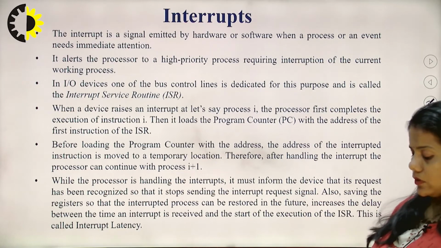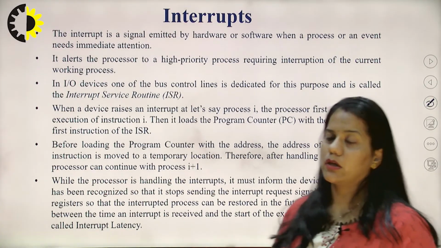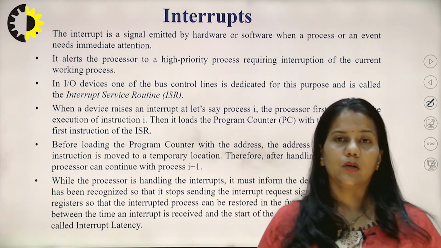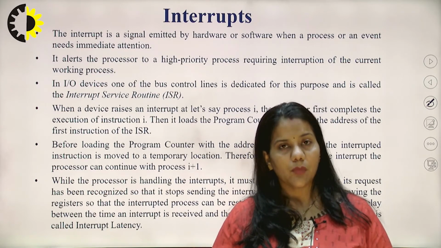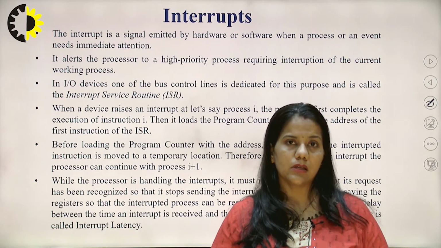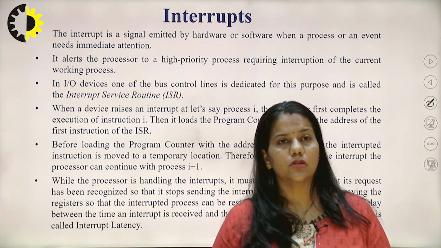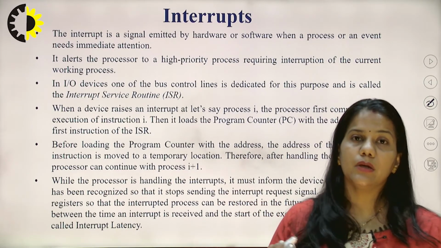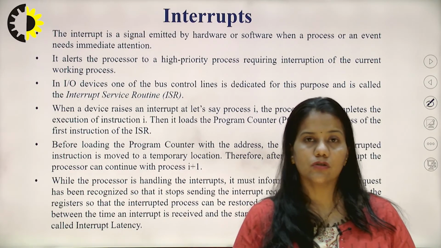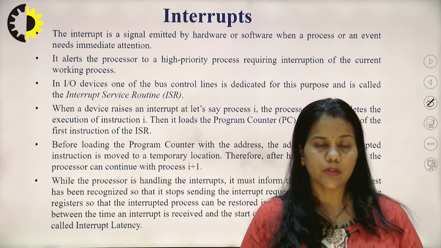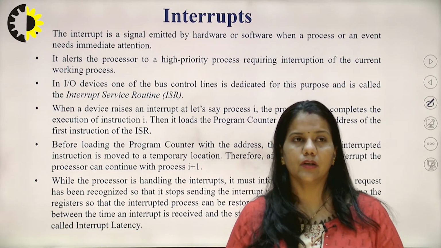Now, yet another important topic is interrupts. What is an interrupt? An interrupt is a signal emitted by the hardware or the software, which stops the normal processing being done inside a microprocessor. It is a process or an event which needs immediate attention, that triggers through the hardware or the software and terminates or stops the ongoing procedure. So this is the way the interrupt occurs.